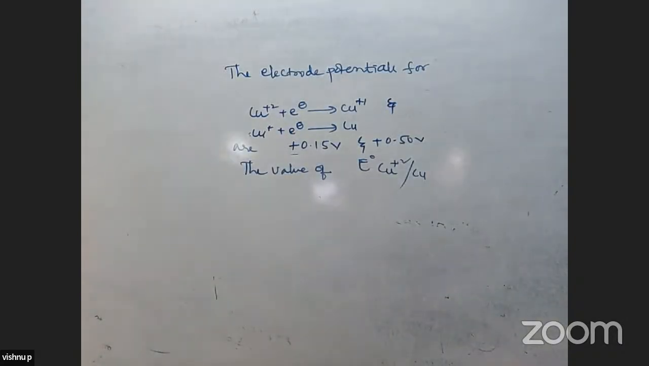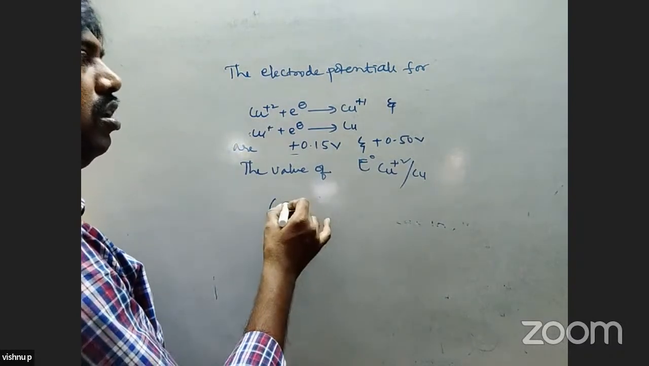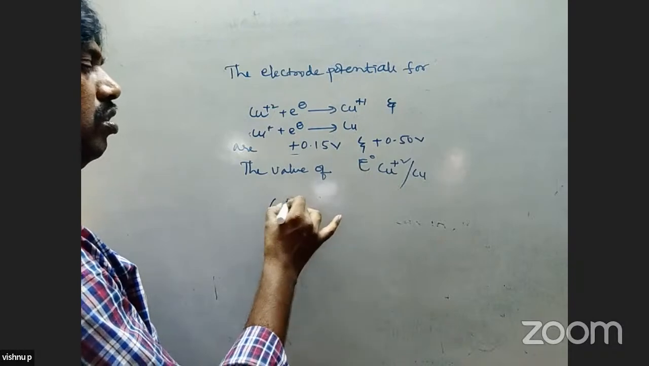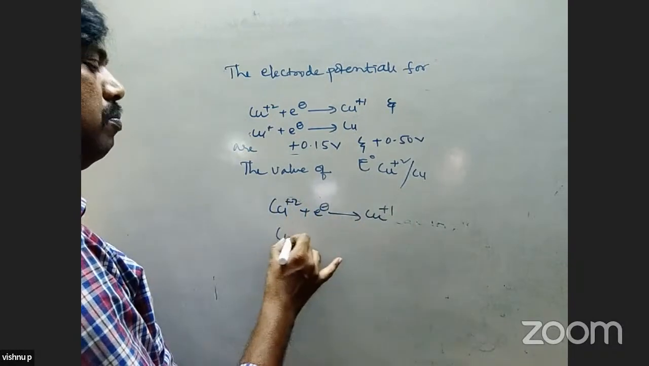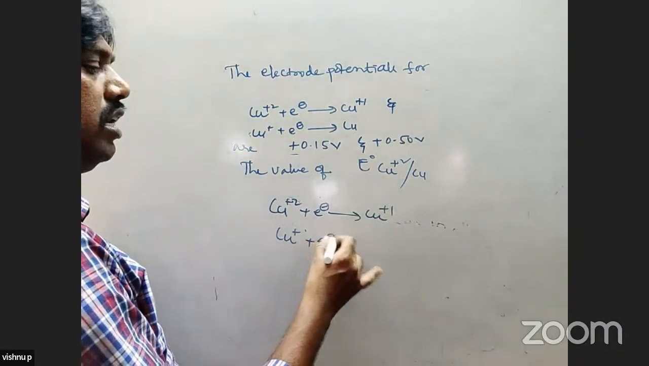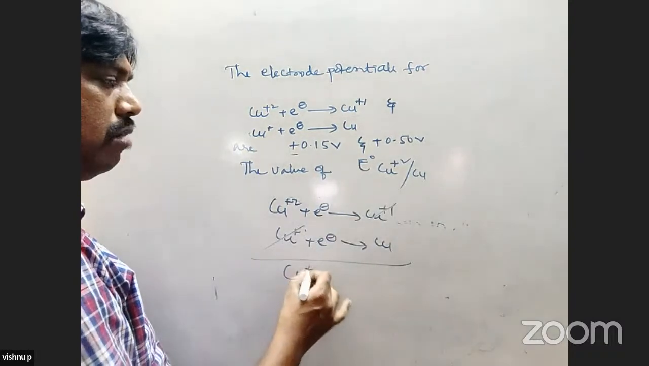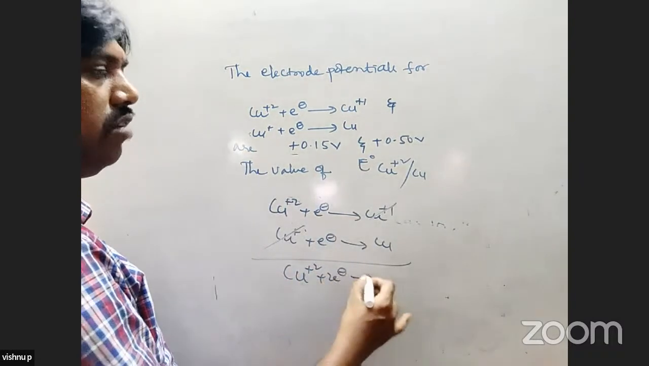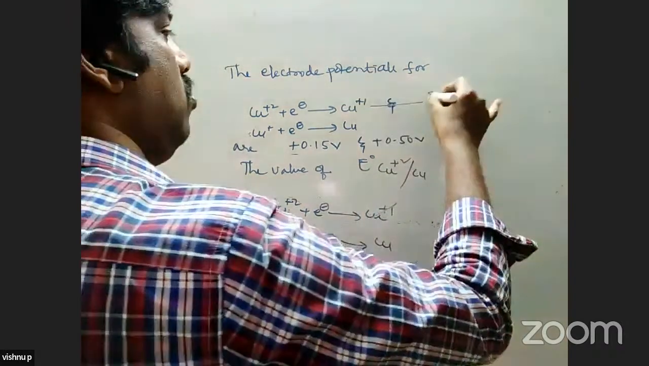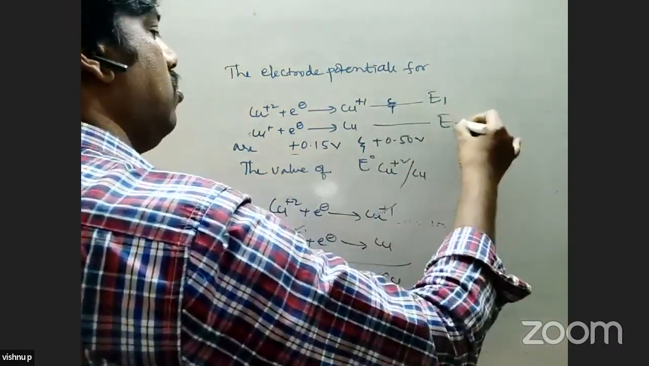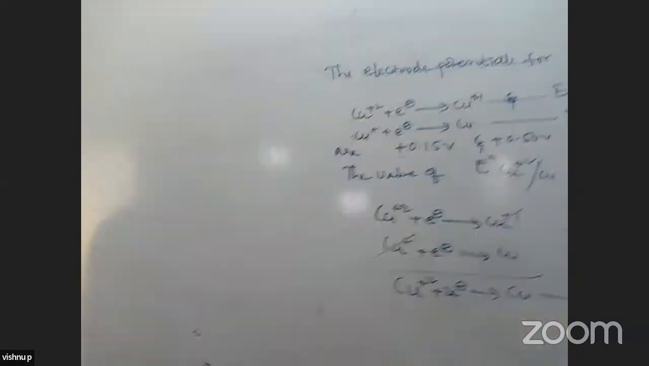Here, when both are added, we get this value. Copper +2 plus electron gives copper +1. Copper +1 plus electron gives copper. When both are added, what is the value we get? Copper +2 plus 2 electrons gives Cu. So this is the E1 value, it is the E2 value, and it is the E3 value. So you find out E3 value.